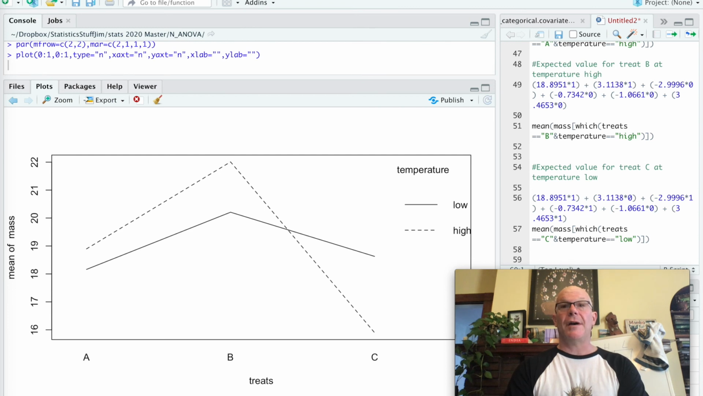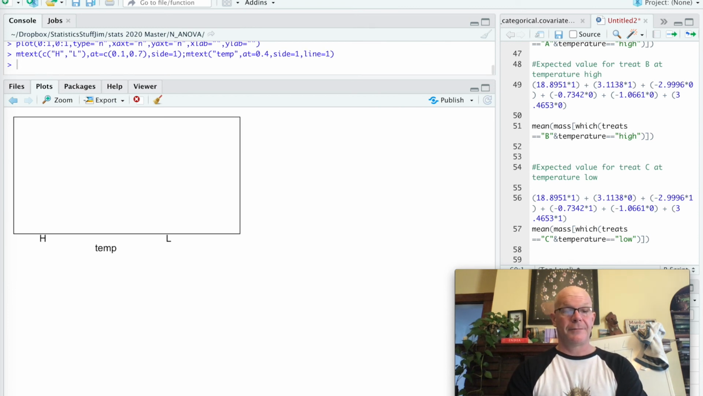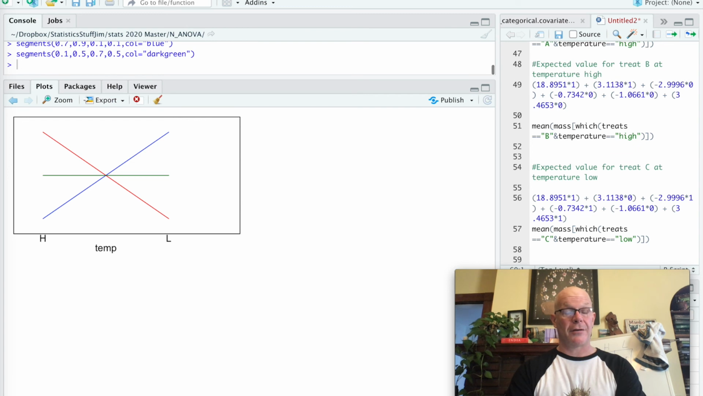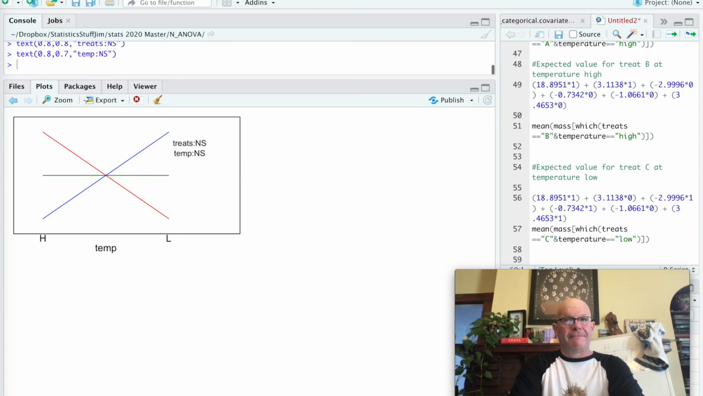So I'm going to just go ahead and make a plot here. So we have high and low temperature, and then I'm going to have 3 different treatments that are crossed with that, that are red, blue, and dark green. Okay? And so just eyeballing this, I'm going to guess that treatments are not going to be significant, temperature is not going to be significant, but the interaction term is going to be significant. Okay? So that is what my expectation would be in this.